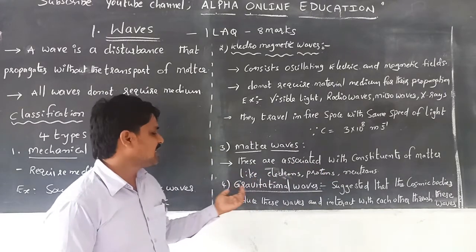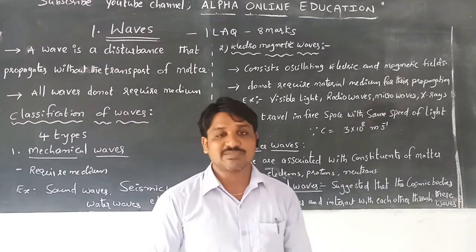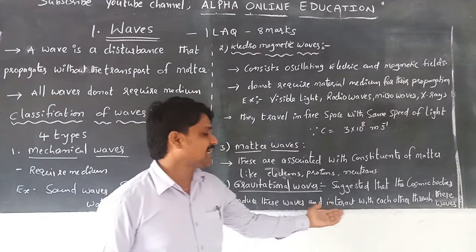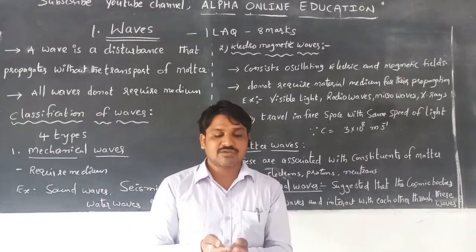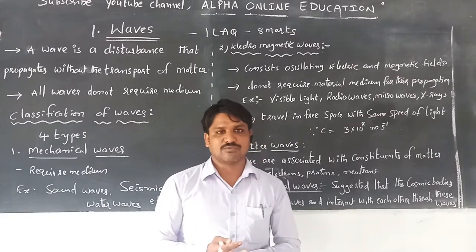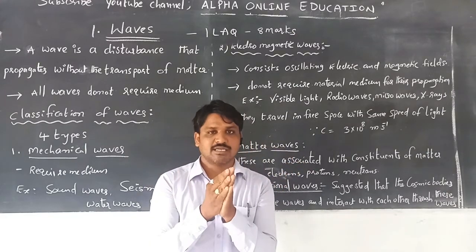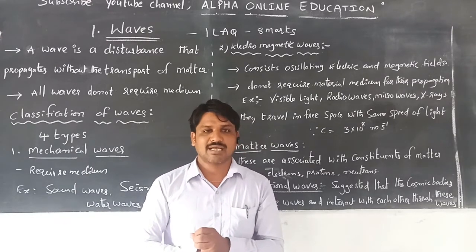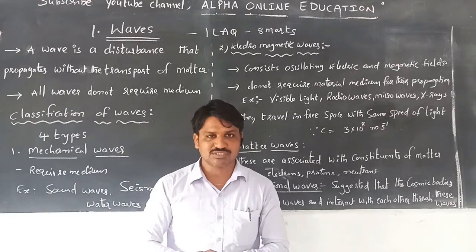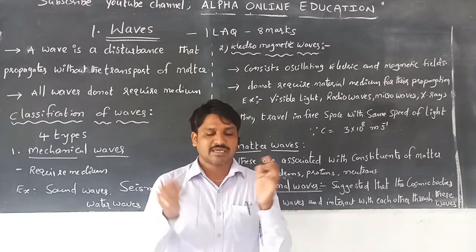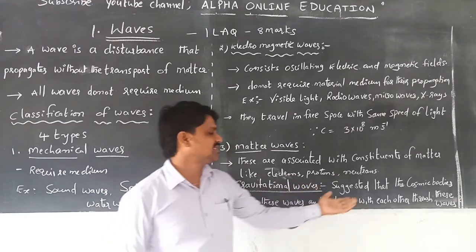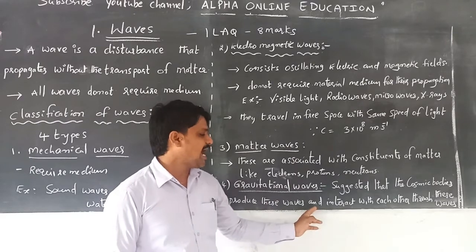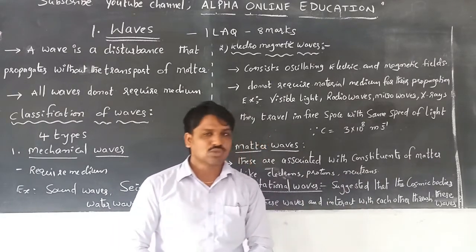And the other one is gravitational waves. It is suggested that cosmic bodies produce these waves and interact with each other. The earth feels gravitational force, and two bodies attract each other. So in galaxies, stars and planets can produce gravitational waves and interact with each other through these waves.